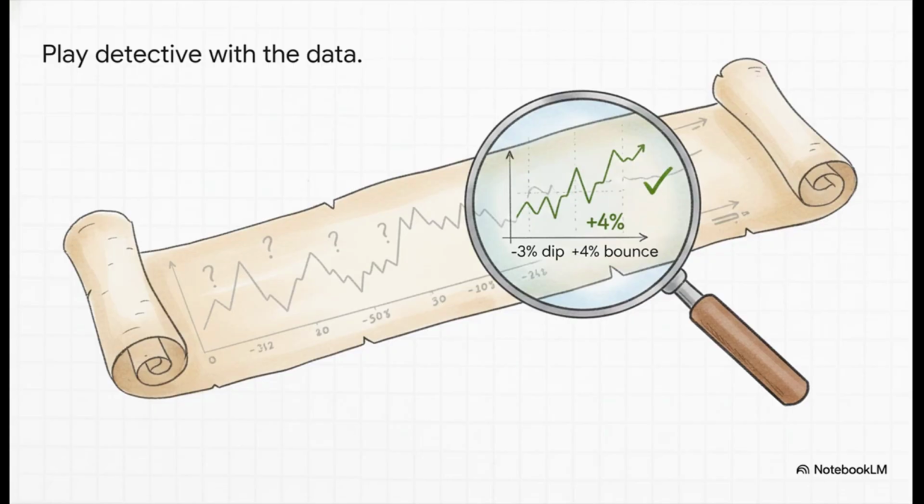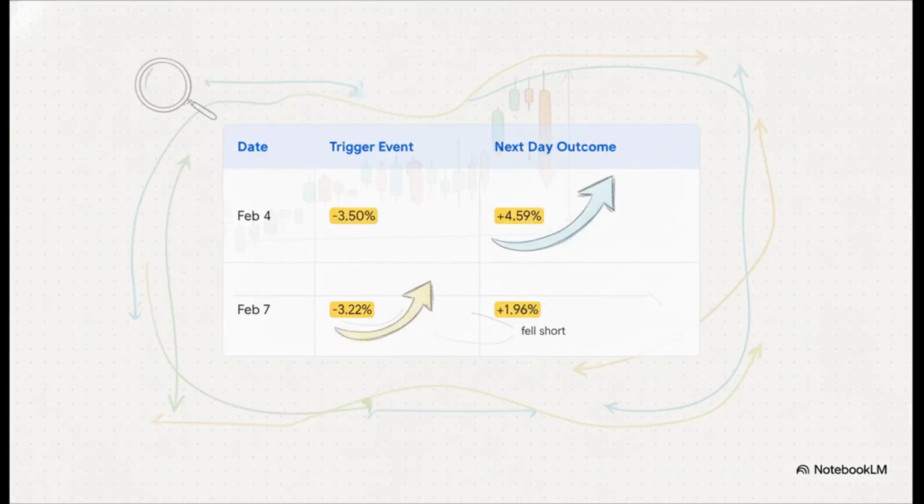And that brings us to step 2, identifying opportunities through something called backtesting. This is where you become a bit of a data detective, digging through historical records to see if your theory actually holds up in the real world. So here we can see the model in action with some sample data. Okay, look at February 4th. The stock dropped 3.5%. Bam, that meets our rule. The very next day, it shot up almost 4.6%.